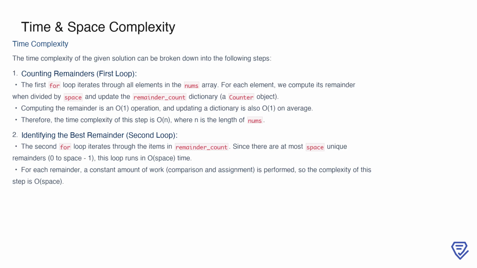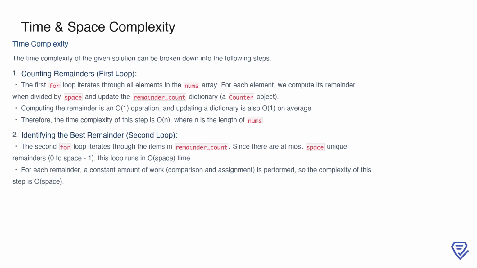Next, in the second step, we identify the best remainder by looping through the entries in remainder_count. The maximum number of unique remainders is equal to space, so this loop runs in O(space) time.